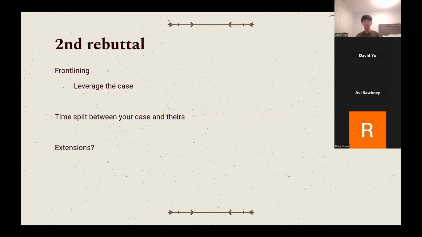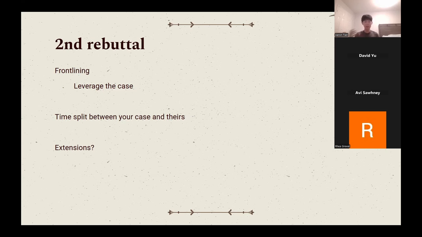So that's one way to be efficient, is grouping, but also strategically kicking out of arguments. So if you're reading a time suck and they spend a lot of time on it, well, great, your purpose is achieved. You can just kick the time suck and allocate your time to frontlining your case and then spending the rest of it responding to theirs.